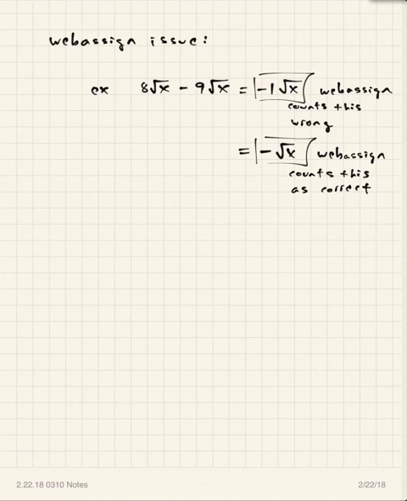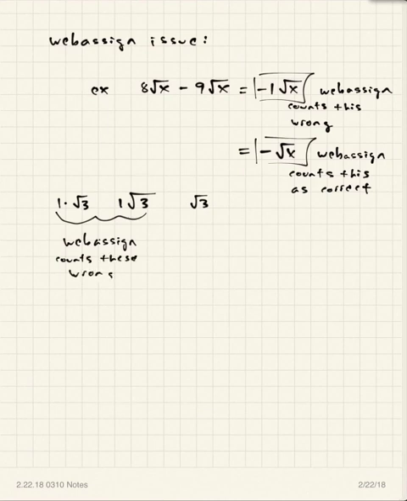In fact, it was counting something like this correct. If I wrote just 1 times the square root of 3, it counted that wrong, and it would count the square root of 3 as correct. I even put 1 times. I formally put a multiplication symbol in it, and it still counted it wrong. WebAssign counts these wrong, and counts this one as correct. Now, once again, they are the same thing.